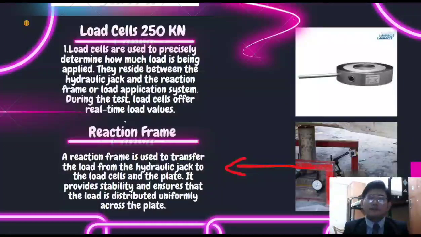Number 4 is the reaction frame. As you can see, the frame in red color is the reaction frame. The reaction frame is used to transfer the load from the hydraulic jack to the load cell and the plate. It provides stability and ensures that the load is distributed uniformly across the plate.